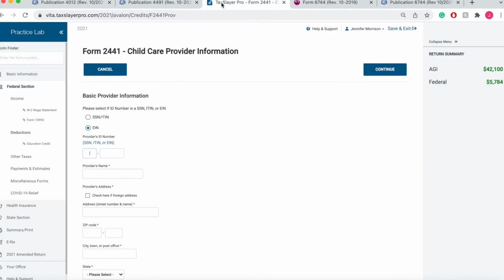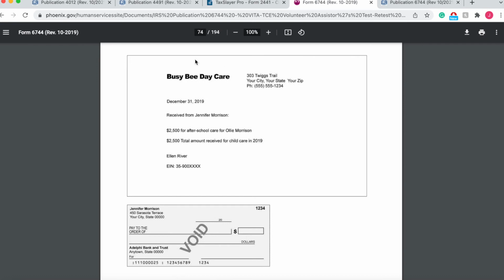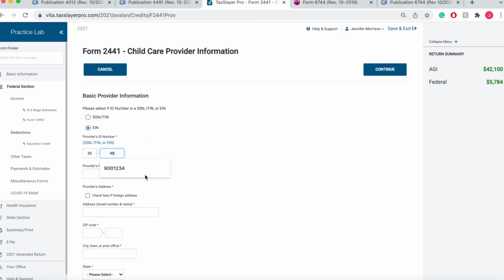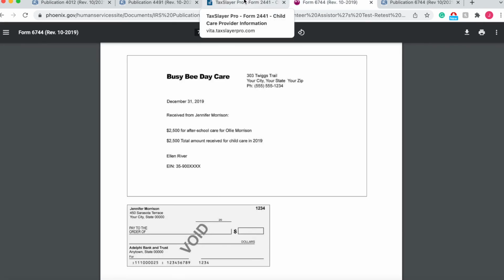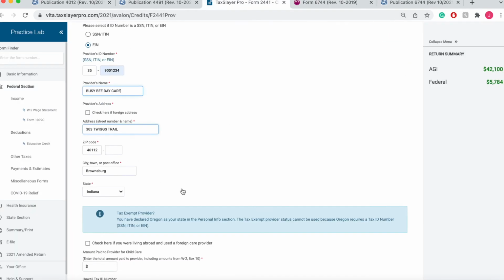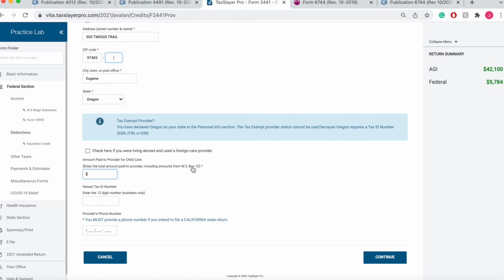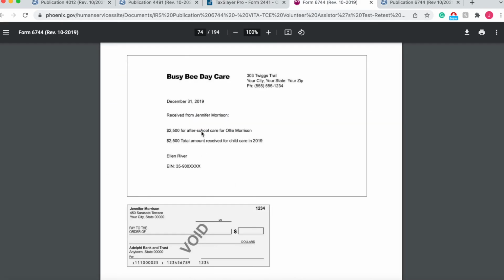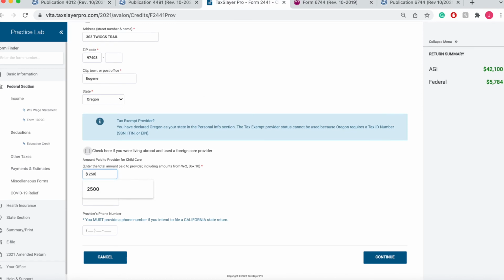And so this is going to be for their, okay, yeah. So there we go. So this is for Busy Bee Daycare, and we see that their EIN is this right here, and that's something that you need to enter this information. Yeah, and so we see, that's Busy Bee Daycare. It's going to auto-populate that. And then we are going to come down here. We'll fix the zip code to Eugene. And then now we're just going to enter the amount that we paid for childcare. And so $2,500 was put towards childcare. So we enter that. And now we have to provide a phone number.